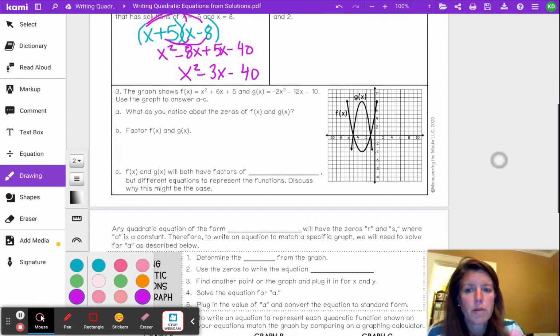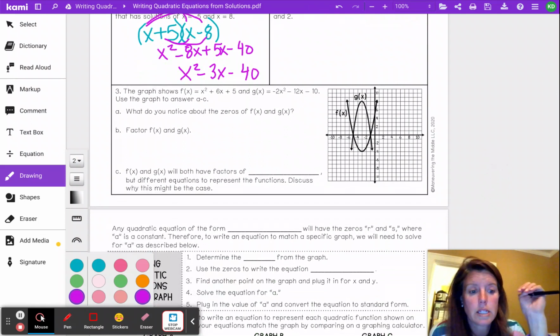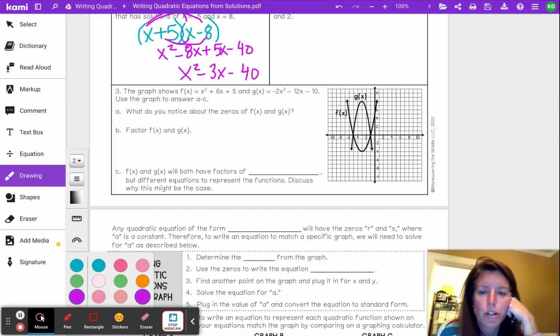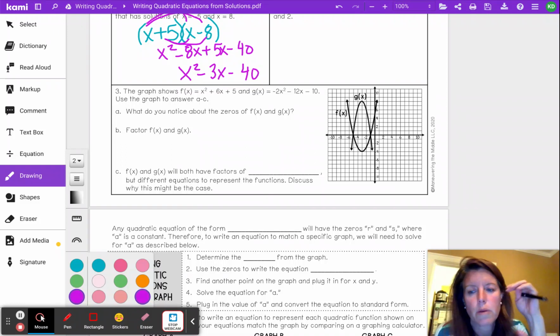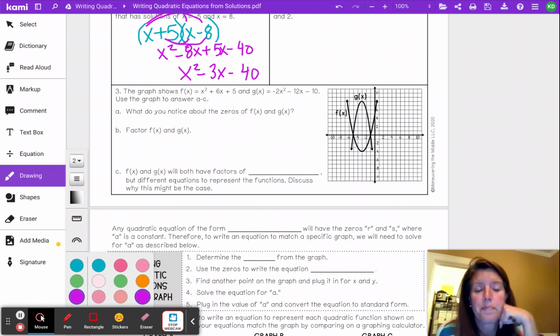All right, so now we're going to do number 3. Number 3 looks scary because it's got 2 on it, but don't let it scare you. All right, so we've got our 2 functions. We've got our f of x function and our g of x function. First thing I want you to do is just kind of look at it when you've got something like this. Just kind of look at it and see maybe what the similarities are, what the differences are. Differences, obviously, one goes upside down, one goes right side up.